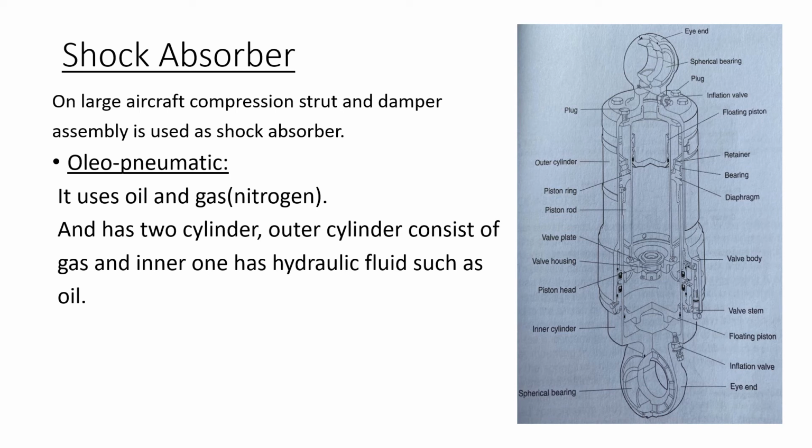First of all, we will discuss the oleopneumatic shock absorber. It uses oil and gas, and the gas is mostly nitrogen, and it has two cylinders. The first one is the outer cylinder, and the other one is the inner cylinder. In the inner cylinder, hydraulic fluid is found, mostly oil, and the outer cylinder has air in it. During landing, the inner cylinder moves upward and the oil also moves upward, hence compressing the gas at the top of the cylinder. So it acts as a spring in large aircraft. The motion of the oil in both cylinders is controlled by valves.